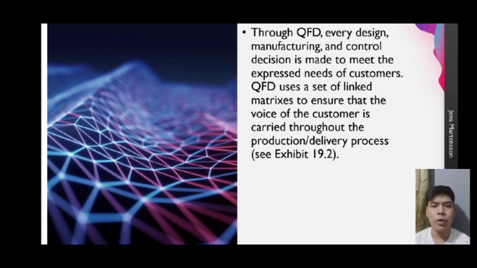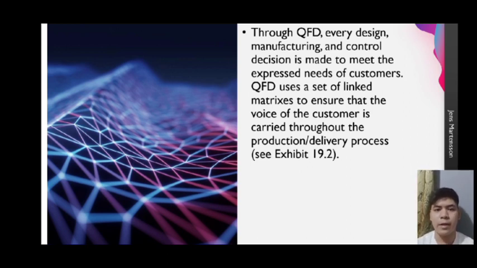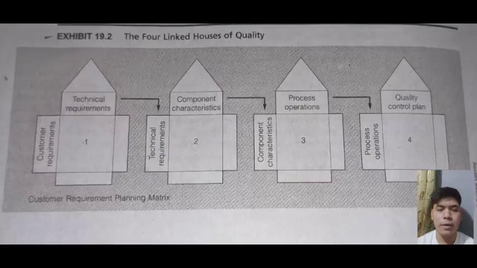We all know that one of the main goals of every company is to satisfy every customer's need. Kaya mahalaga na we always provide quality products sa marketplace. And in order to do that, quality function deployment uses a set of linked matrices to ensure that the voice of the customer is carried throughout the production and delivery process. So ano nga ba yung matrix na sinusunod natin? Ayan. Ito yung table ng mismong matrix.